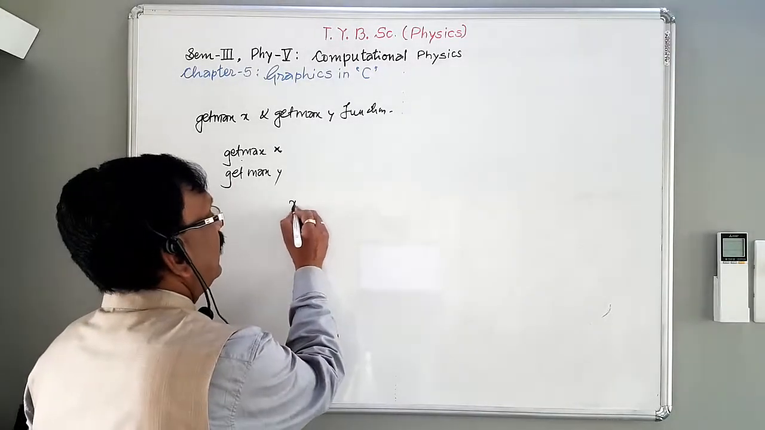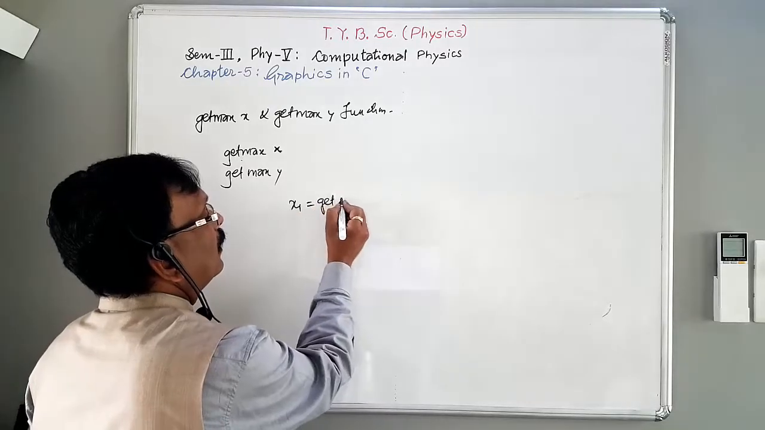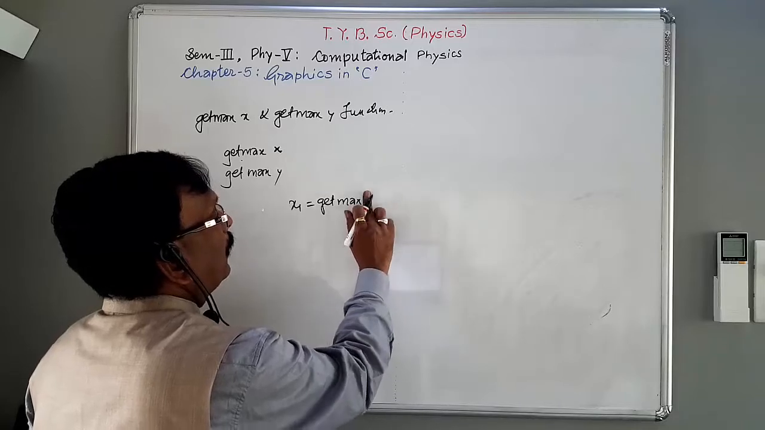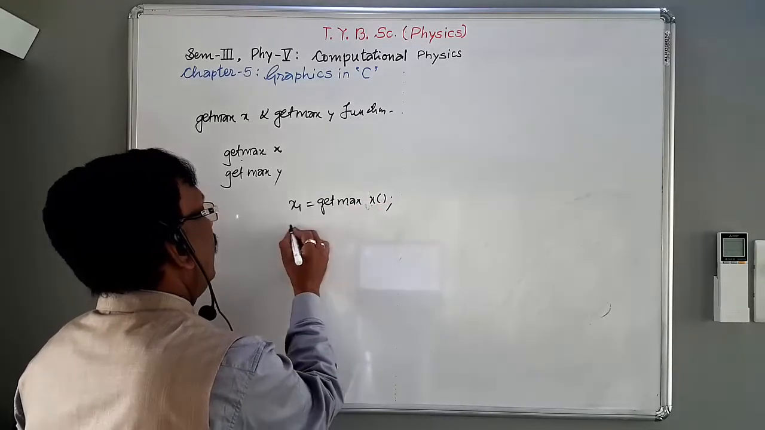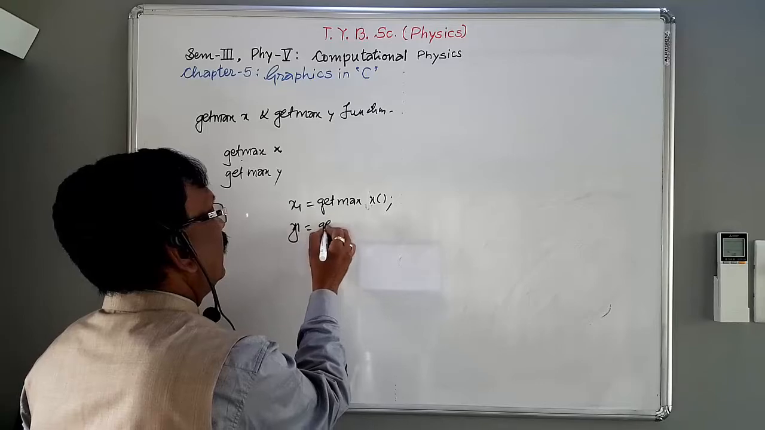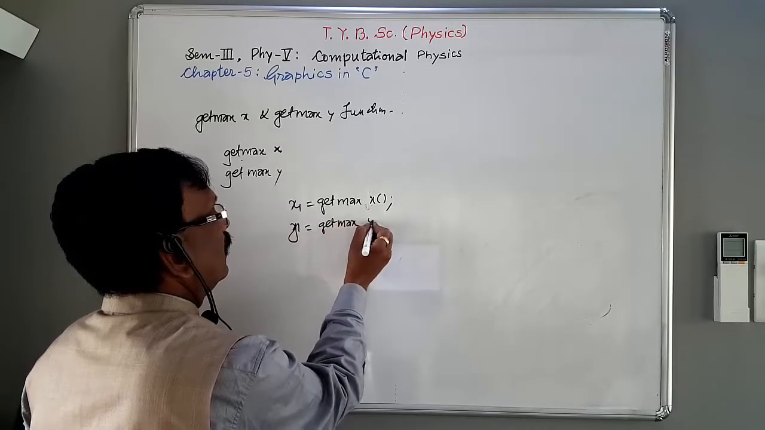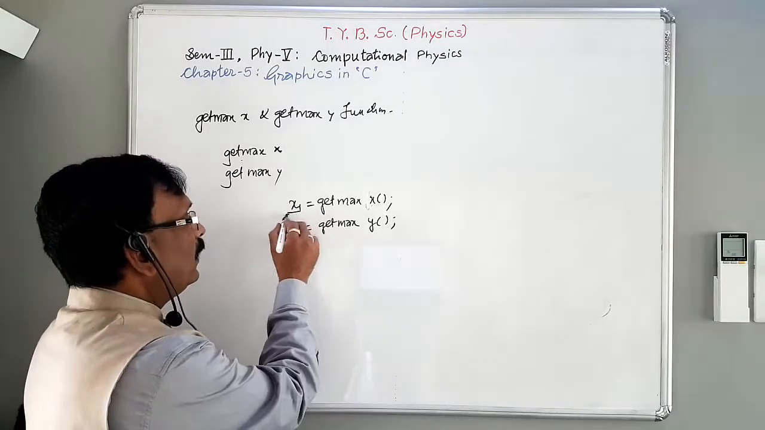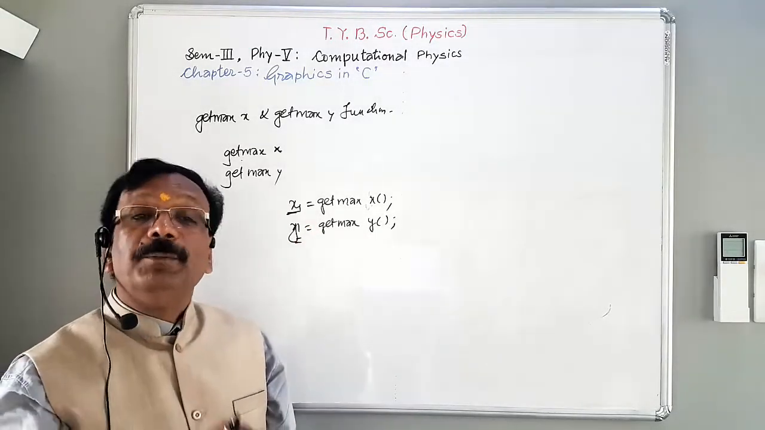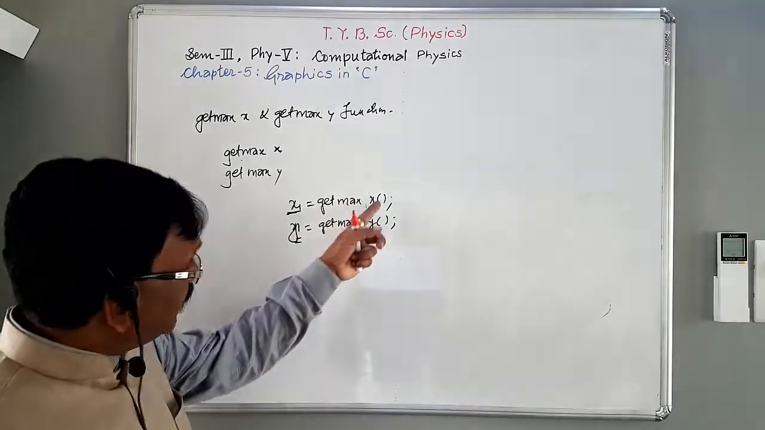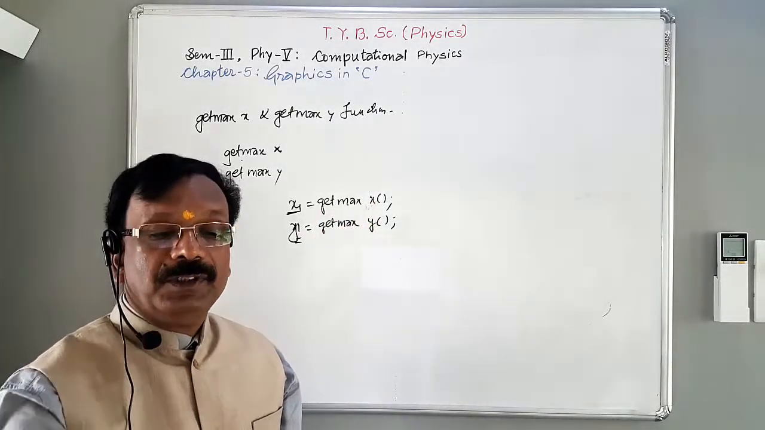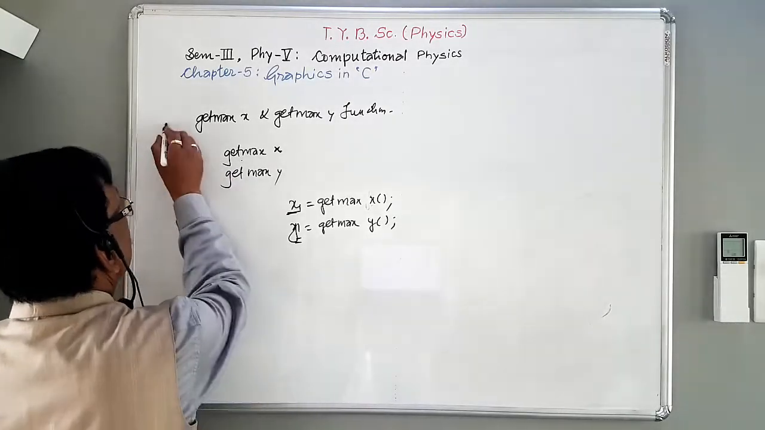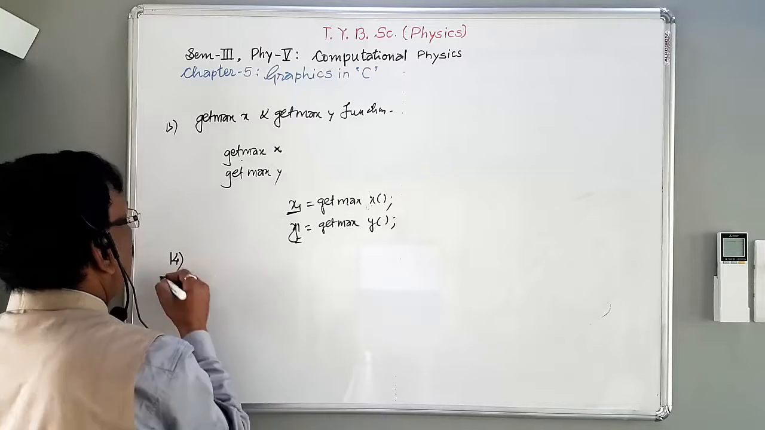The syntax is very simple: x1 is equal to getmaxx and y1 is equal to getmaxy. These functions are used where x1 and y1 are the maximum values of the x and y coordinates on the computer screen. Okay, this is 13. Then the next function, 14.